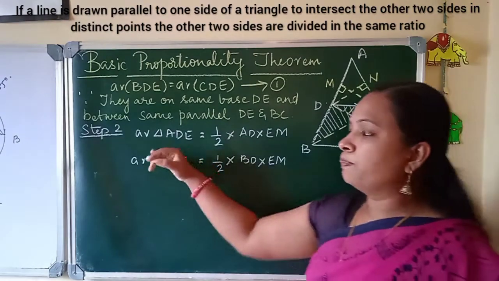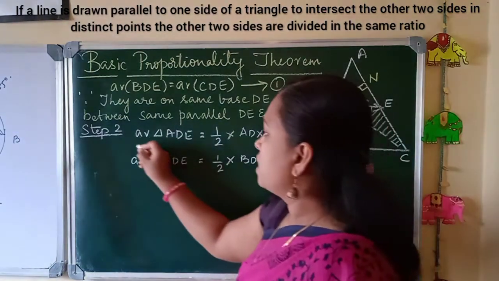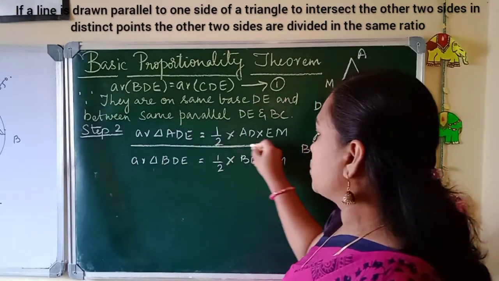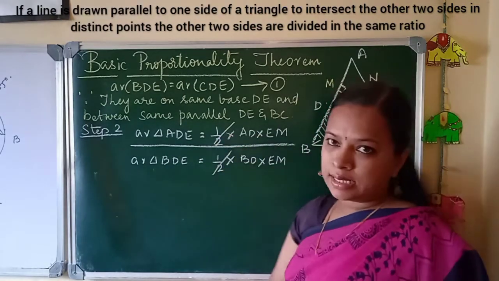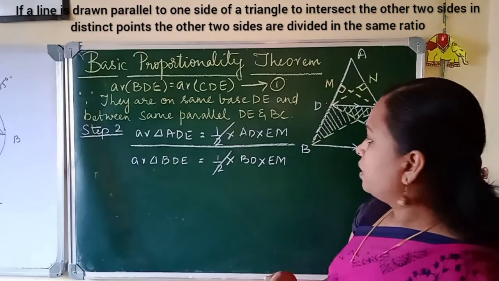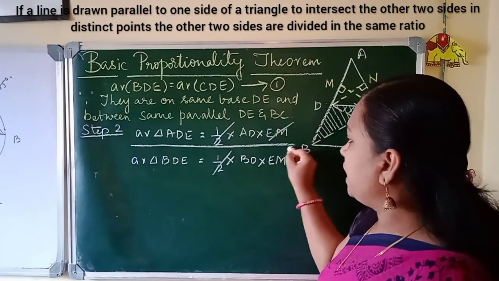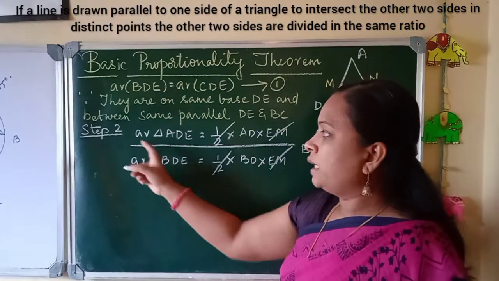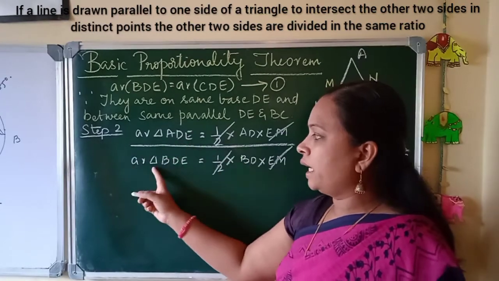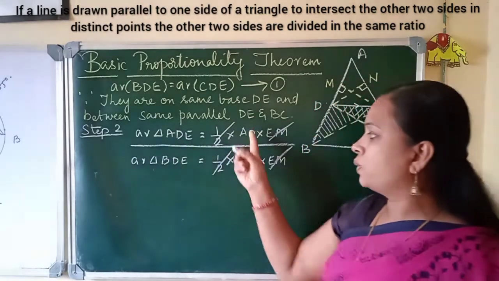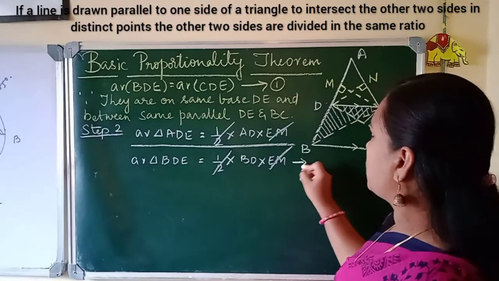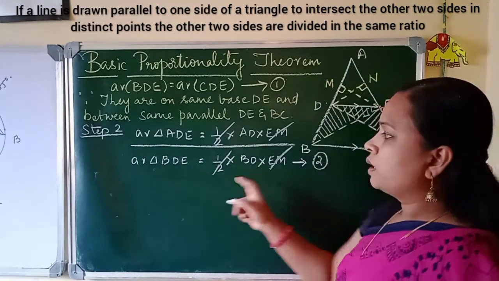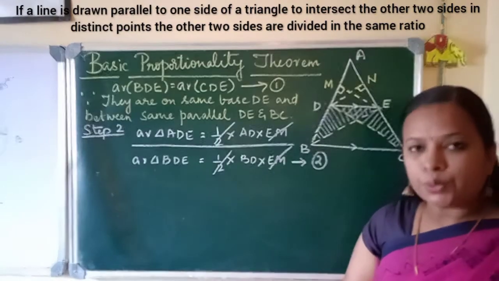So now I will compare these two ratios. Half and half will get cancelled, and EM and EM will get cancelled. And area of ADE over area of BDE will be equal to AD by DB. So now I will give this as equation 2.